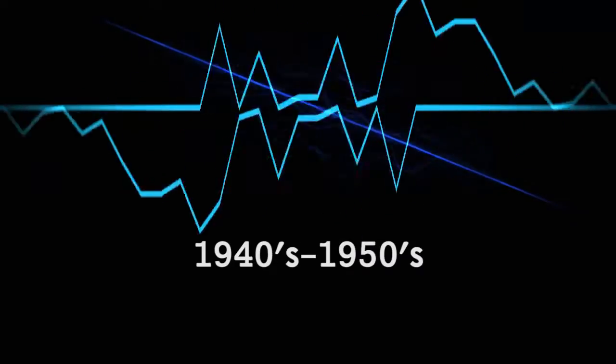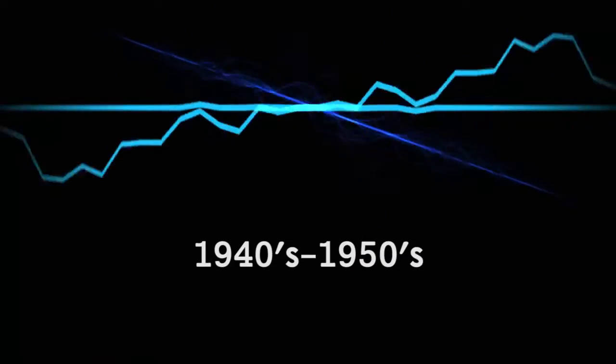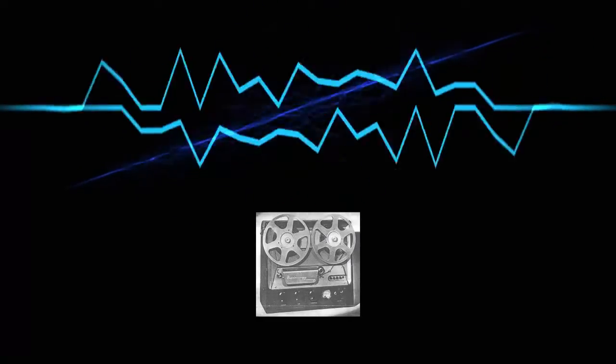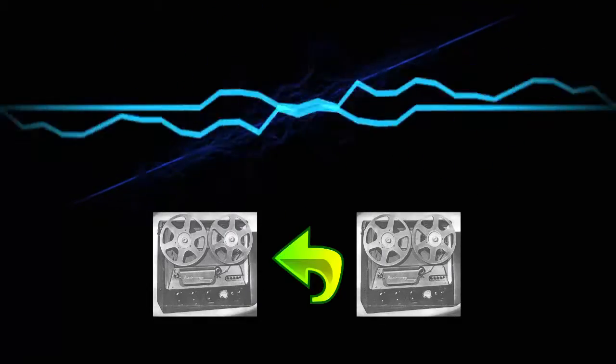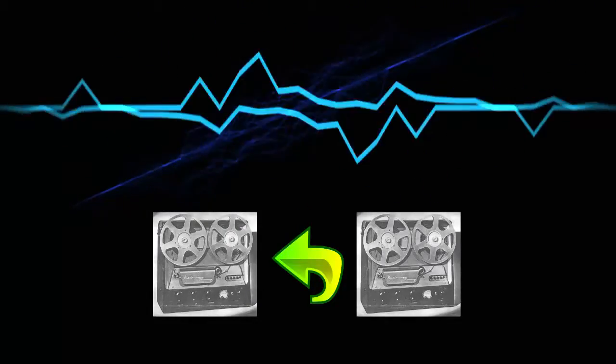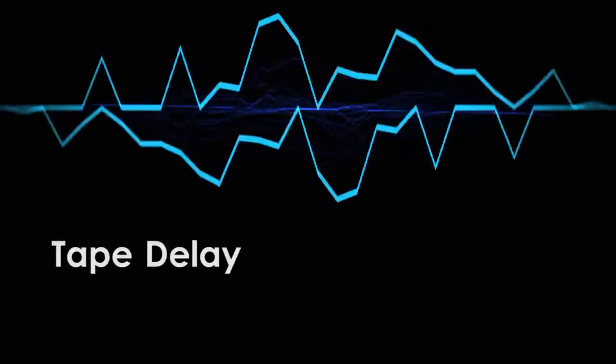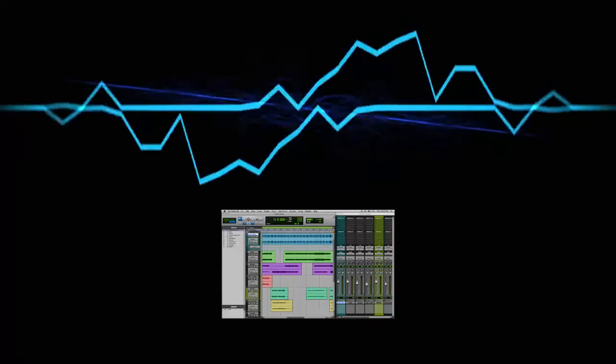Well, in the late 1940s and early 1950s, audio engineers figured out how to artificially create an echo. They recorded the audio to a tape, which was how they recorded things back then, but also recorded a copy of the audio to a second tape, which they then played back after a short time. They could also repeat this process and have the copy play back again and again, getting quieter every time, to simulate a real-world echo. These machines were originally known as echo boxes, but the effect eventually came to be known as tape delay. Nowadays, we do almost everything digitally, but the process of delay remains the same.